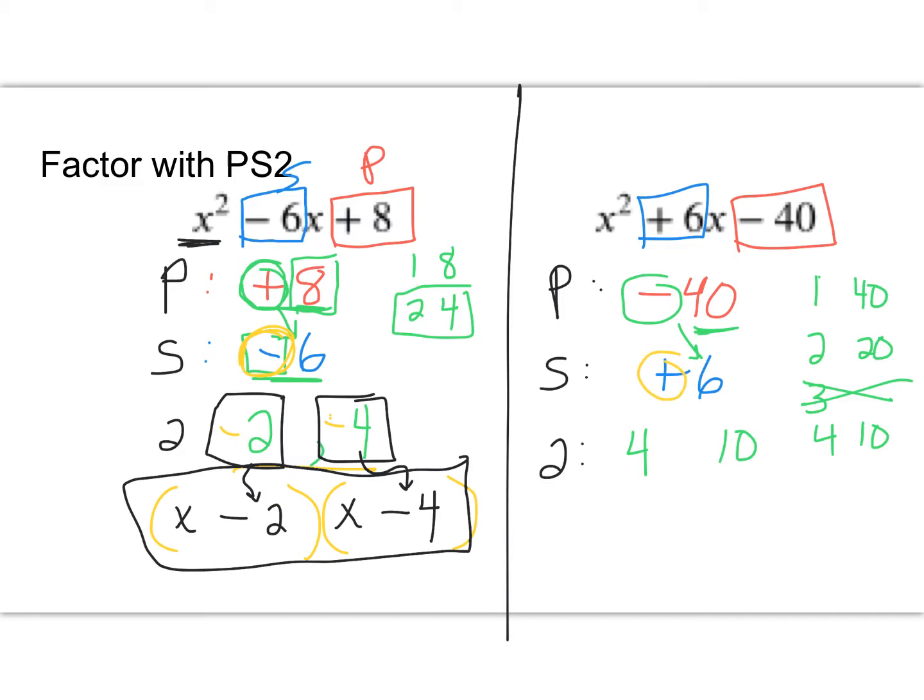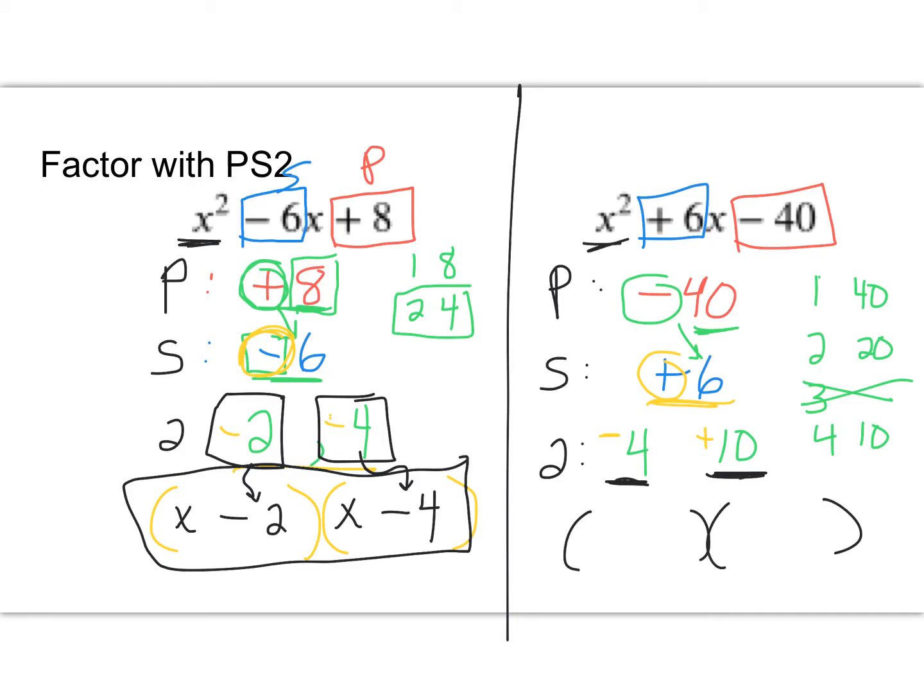So 4, 10. Now my signs to give me +6. Now we have to be careful. So I need +6. So that means I'm going to have a +10 and a -4. So to do my check, let's double check this. Is -4 times +10 -40? Yes. Is -4 plus 10 +6? Yes. So we are ready to put this all together.